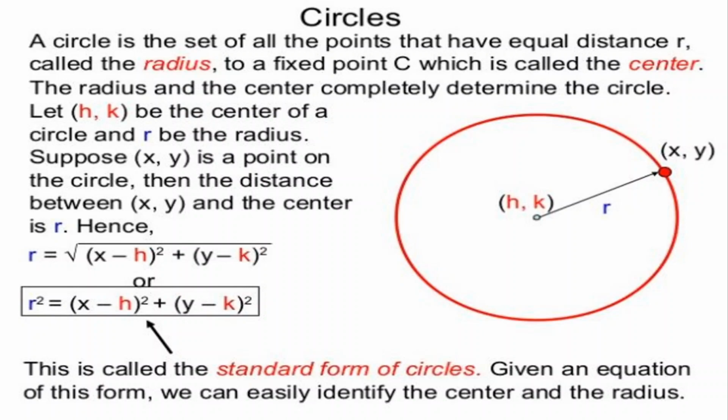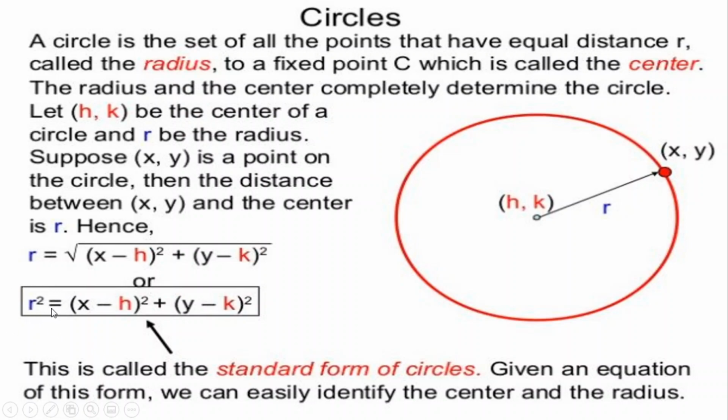Suppose X and Y is a point on the circle, then the distance between X, Y, and the center is what we call the radius. So, the distance between H, K and X, Y is the radius. Here is our standard formula.